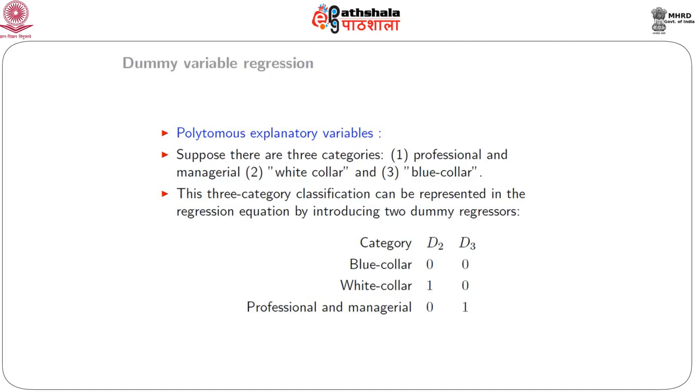The three-category classification can then be represented in the regression equation by the inclusion of dummy variables, which are coded as follows. For D2, blue collar takes value 0, white collar takes value 1, and professional and managerial takes value 0. And D3, which is also a dummy variable, is coded as follows: it takes the value 0 for blue collar, 0 for white collar, and 1 for professional and managerial. As you can see here, for blue collar, both the values of D2 and D3 are 0.